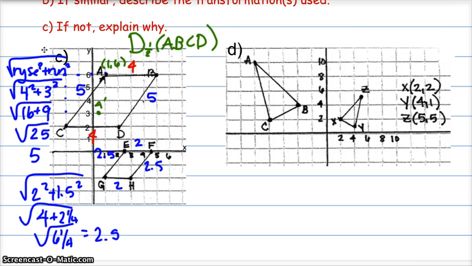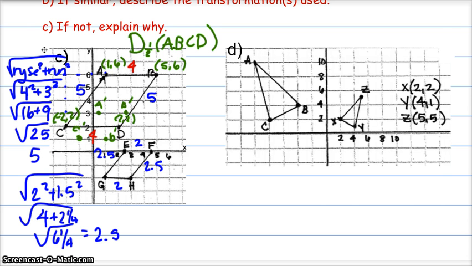B is over here at 5, 6. So cut it in half: 2.5, 3. C is at -2, 2. So cut it in half. Wait, half of 2 is 1. All right, so there's C prime. And then D is at 2, 2, so 1, 1.